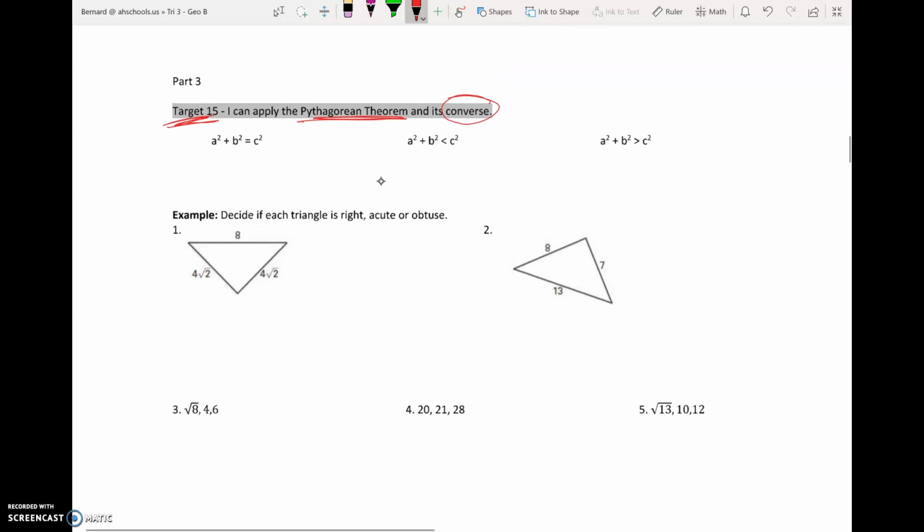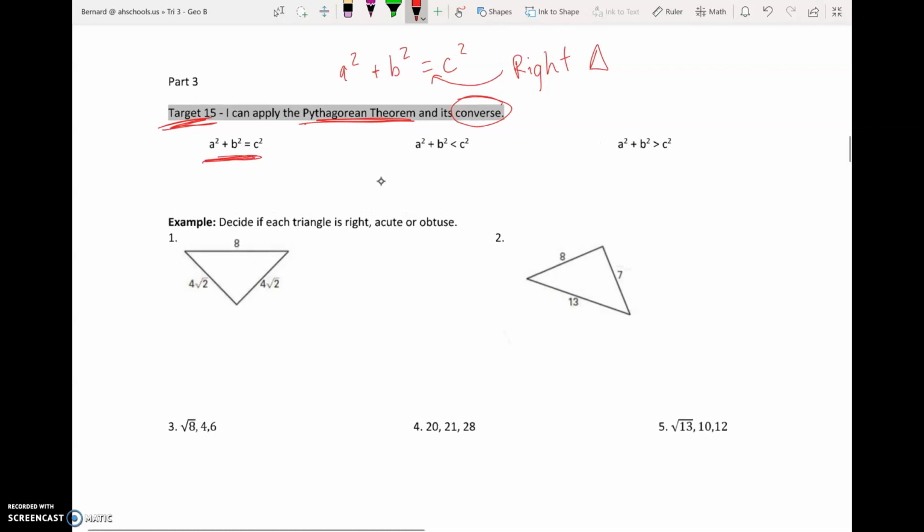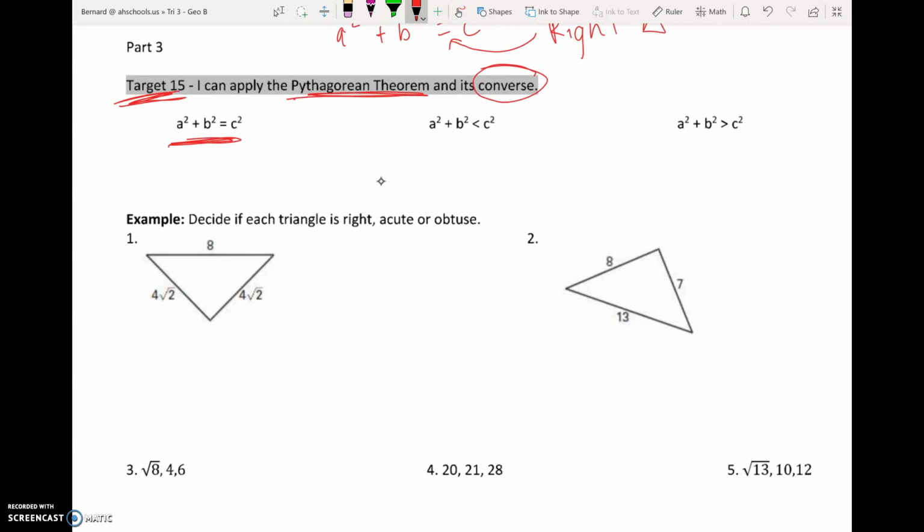Now, the Pythagorean Theorem, as you know, is still a squared plus b squared equals c squared. And when a squared plus b squared equals c squared, we have a right triangle, right? We've talked about that a lot. We can only use that relationship to solve for a missing side if we have a right triangle. And so that's what you see down here in this first piece. A squared plus b squared equals c squared.